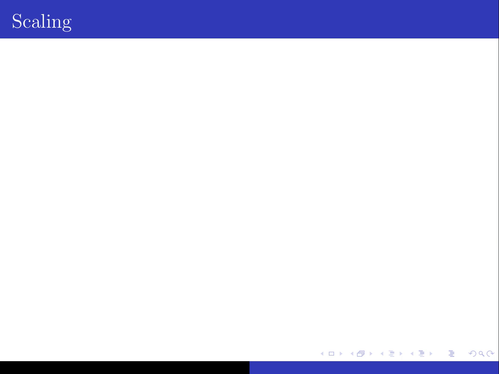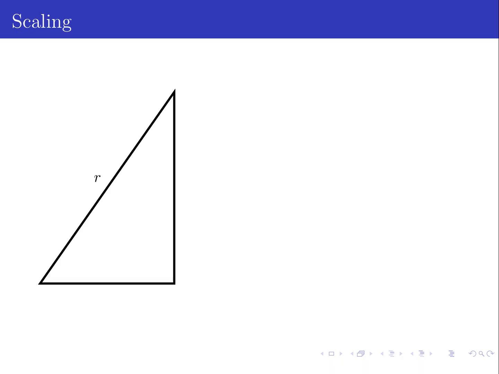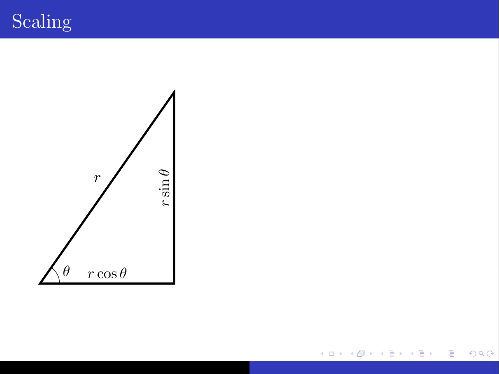Now let's talk about scaling, since not everything in life happens on a unit circle. Suppose you have a right triangle with hypotenuse r. Now given an angle theta, if the hypotenuse had been 1, the legs would just be sine of theta and cosine of theta, like we did on the previous board. But since we're just scaling the hypotenuse by a factor of r, we can do the same with the legs. And now, observe the obvious.